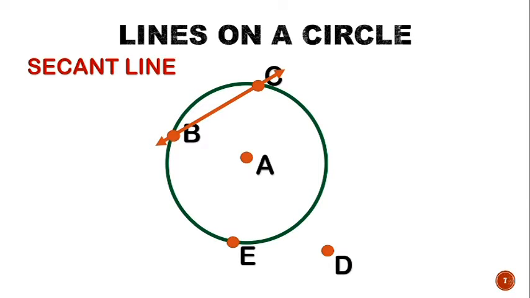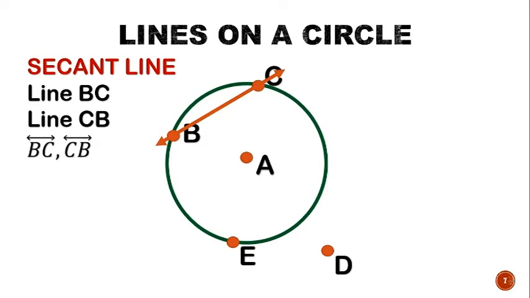And what do we call that? That is what you call a secant line. Now, a secant line, hindi na siya segment. Instead, it's read as line BC or line CB. At paano isulat? This time, a double-headed arrow is written on top of the letters. So as you can see on the screen, it's line BC and line CB.